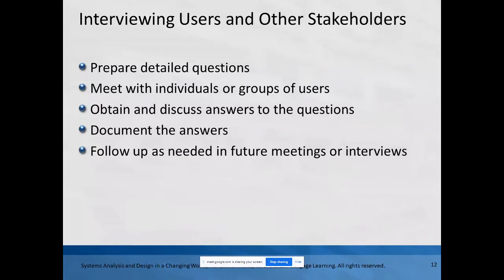Also at the end, you need to consider, are there going to be future meetings? Do I need to follow up with missing information, or go more in depth into something that was brought up during the interview?